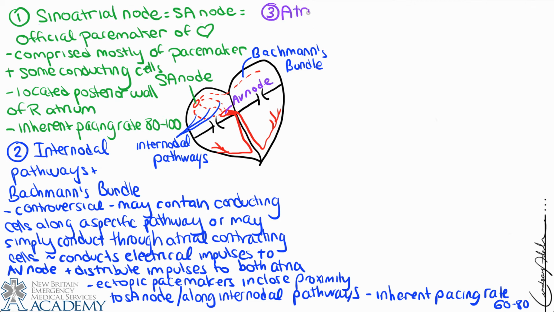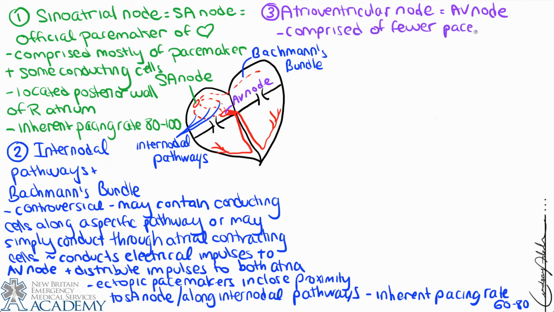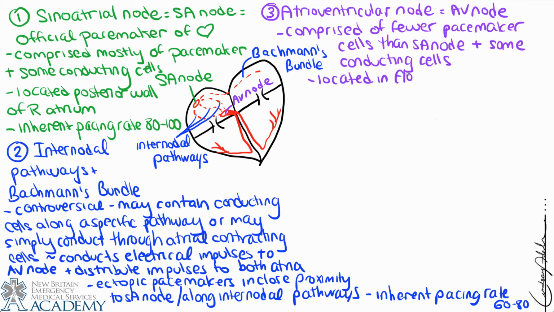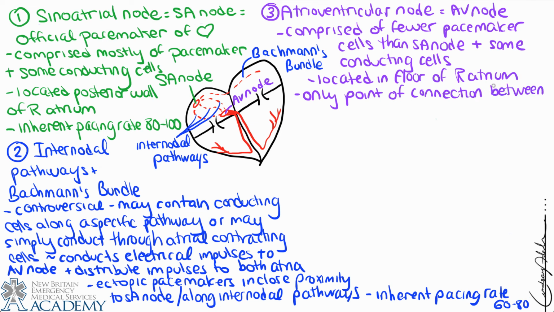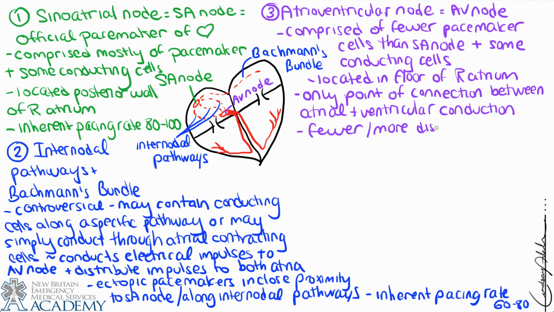So as we mentioned, the communication is seeking to arrive at the AV node. So the AV node is the atrioventricular node, and it's actually comprised of fewer pacemaker cells than the SA node, and also some conducting cells. It's located in the floor of the right atrium, towards the interatrial septum, and it actually functions as the only point of connection between the atria and the ventricles in terms of electrical conduction. So the valves, and there's a layer of connective tissue that basically electrically insulates the atria from the ventricles and keeps them totally isolated, and so the only way for them to communicate with each other is through this single pathway.